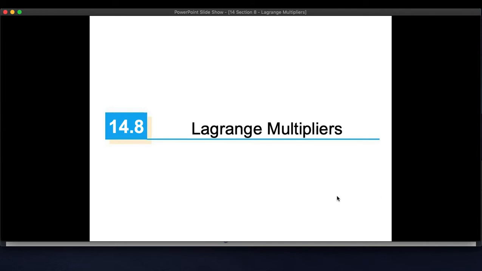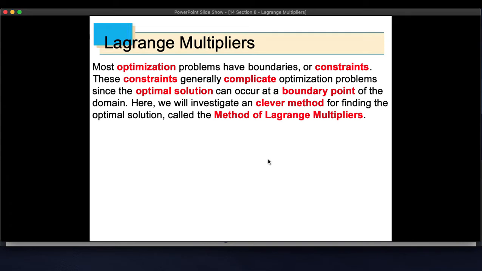Now, when you look for maximum and minimum values, we're essentially talking about optimization. Now, you dealt with optimization in Calculus 1, and the methods we used in 14.7 were very similar to Calculus 1. Well, 14.8 is a much different approach, but it's going to lead you to the same sort of conclusions. Now, optimization problems do have boundaries or constraints, and these constraints generally do complicate optimization problems, since the optimal solution can occur at a boundary point as well as the interior of the function itself.